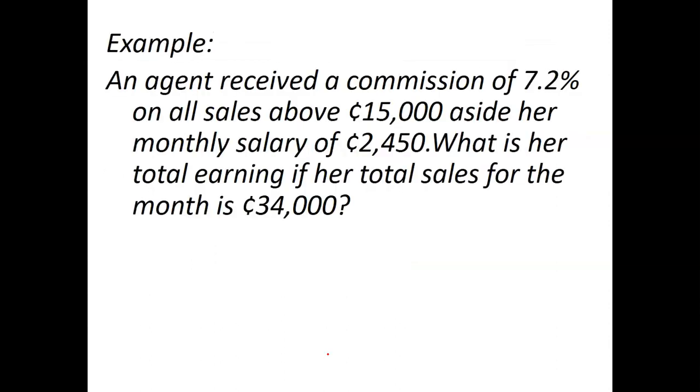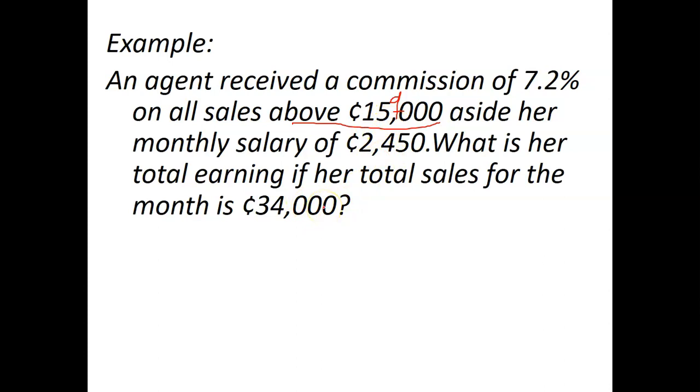Now, another example. An agent received a commission of 7.2% on all sales above 15,000. So meaning this is the quota. Let me write Q here for you. I want you to answer it. Aside from a monthly salary of 2,450, what is the total earning if the total sales for the month is 34,000? So this is the quota, right? And this is the salary. So this is the total sales for the month.